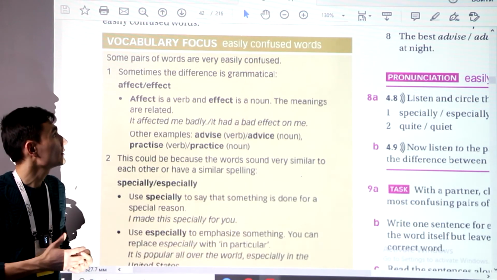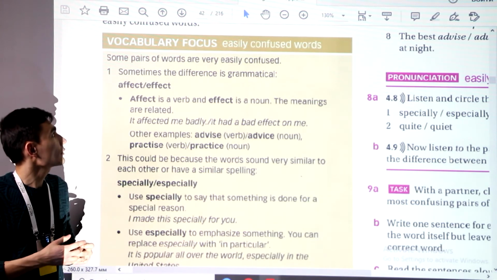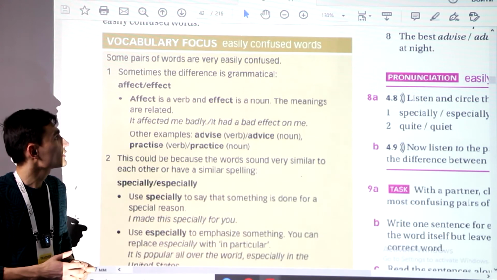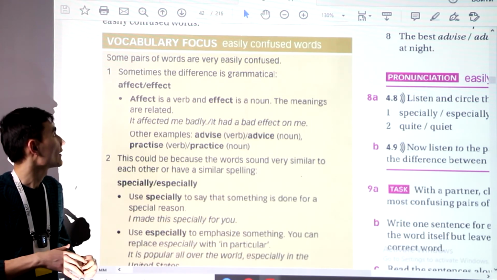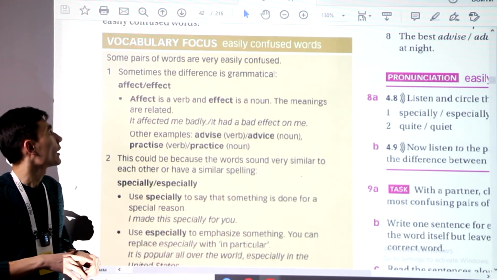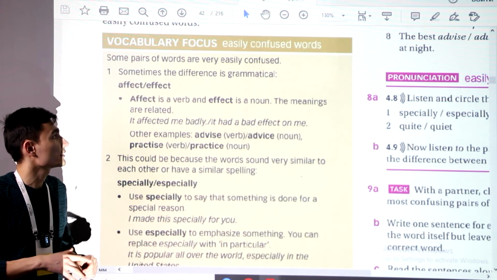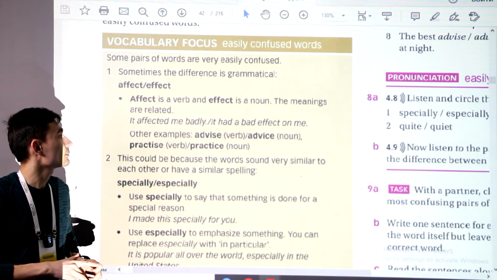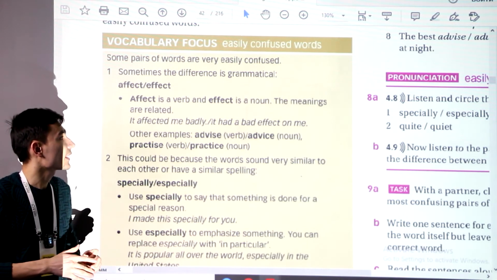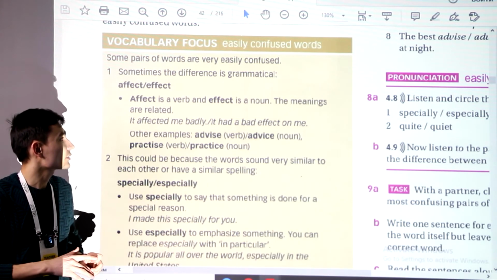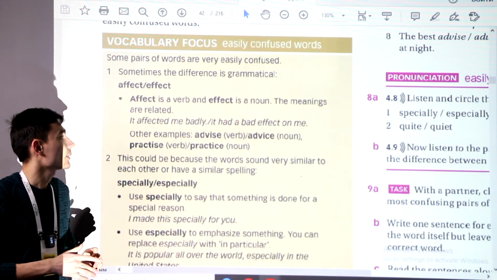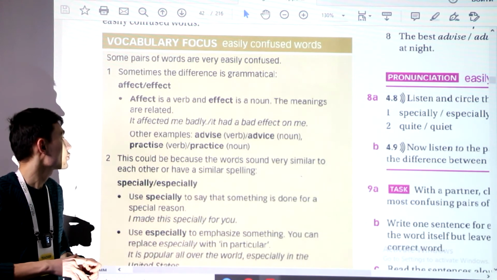Vocabulary focus. Easily confused words. Some pairs of words are very easily confused. 1. Sometimes the difference is grammatical, and here, affect and effect. Affect is a verb and effect is a noun. The meanings are related, and here an example is: it affected me badly. It had a bad effect on me. Other examples are advise, verb, advice, noun, practice, verb, practice, noun.